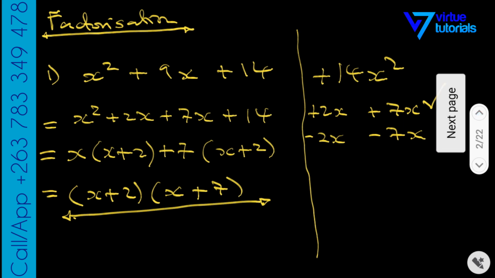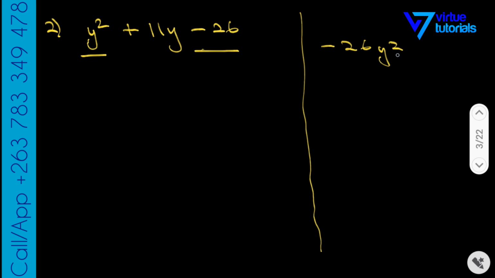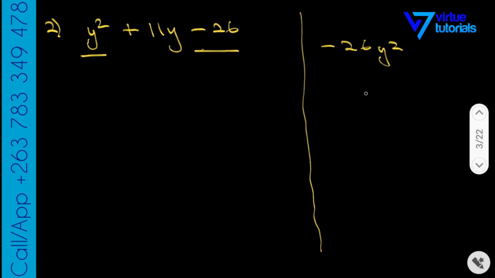Now let's try another one, right? So again, we look at our first term and our last term and we multiply them, right? So in this case, we have minus 26 times a positive y squared will give you minus 26y squared. Now I need to look for factors of minus 26. But remember now, if I have a negative, for me to get a negative, that means one of the factors has to be positive and the other one has to be negative, because positive times negative gives you negative, right? So the signs on the two factors must be different.